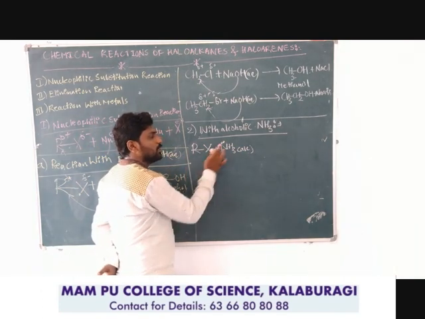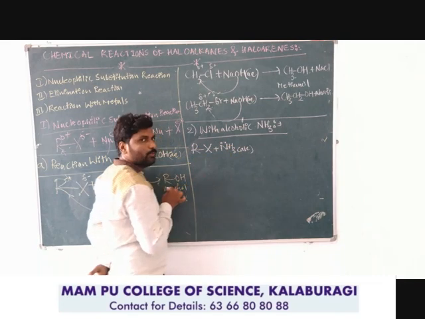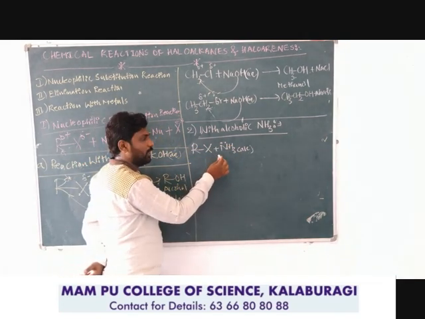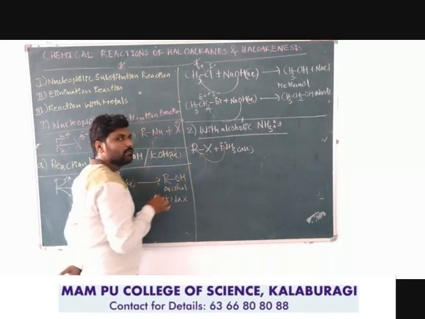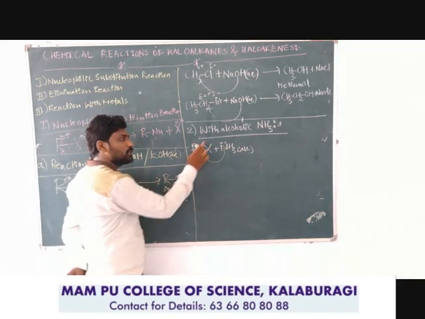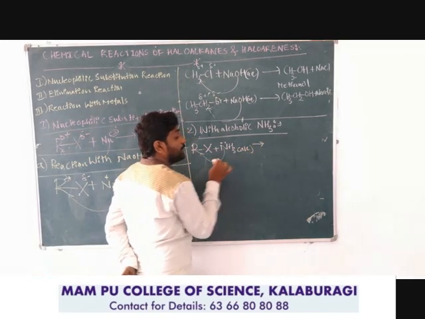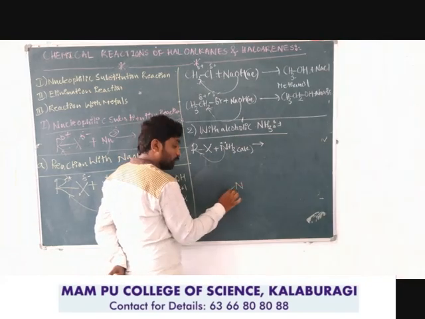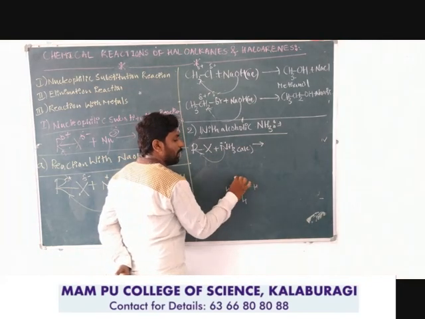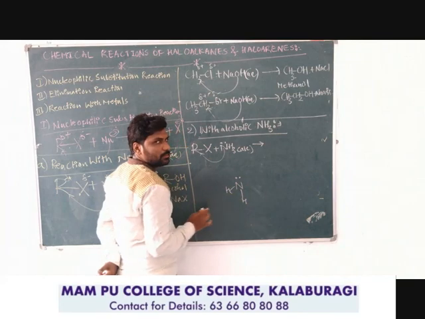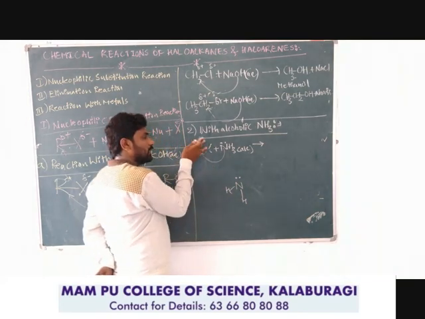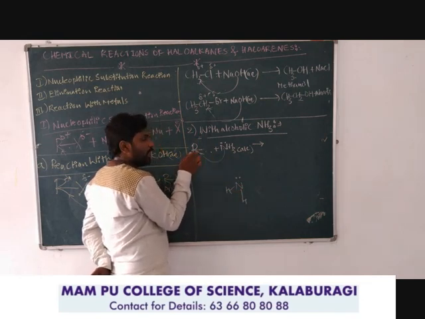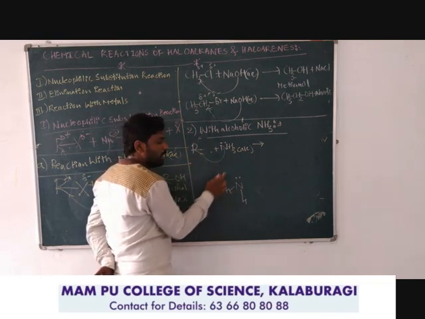The nitrogen atom contains a lone pair of electrons in the ammonia. Because of that, this nitrogen atom of the ammonia behaves as a nucleophile and attacks the alkyl part of the haloalkane, and the halogen atom is replaced by the NH2 group. Here the nitrogen has 3 hydrogen atoms. Out of that, one hydrogen atom is removed, and here the halogen is removed. So the hydrogen is replaced by the alkyl group, and the halogen is replaced by the NH2 group.